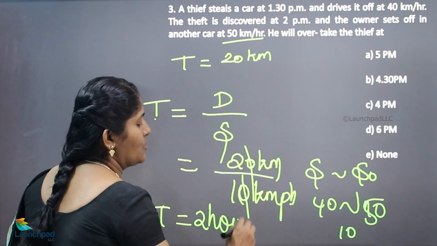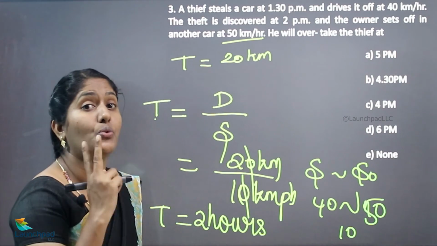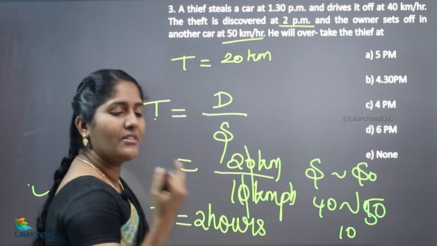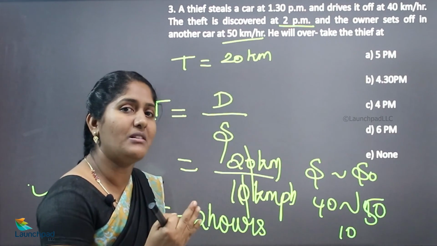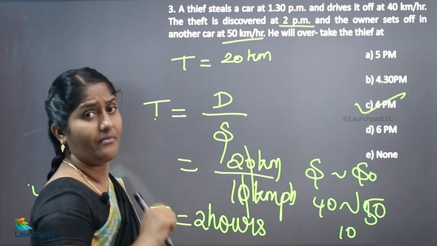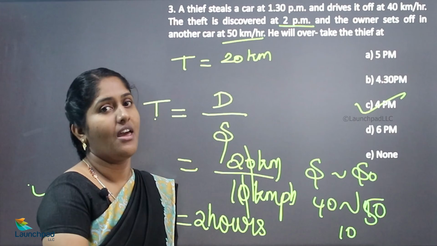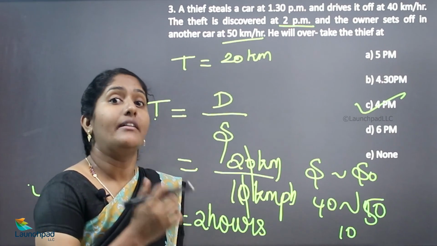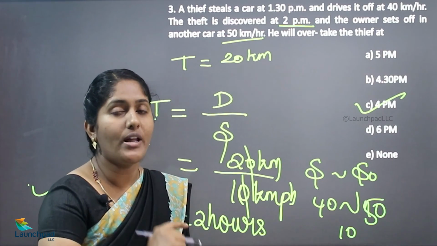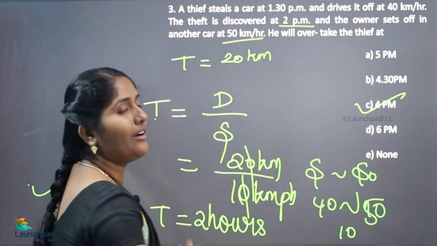The owner needs to catch the thief's car by traveling 2 hours. The owner starts at 2 p.m., so 3 p.m. is 1 hour and 4 p.m. is 2 hours. So the answer is option C. First of all, we need to calculate the distance covered by the thief. Then only we can move on to the time taken for the owner's car to overtake the thief's car.